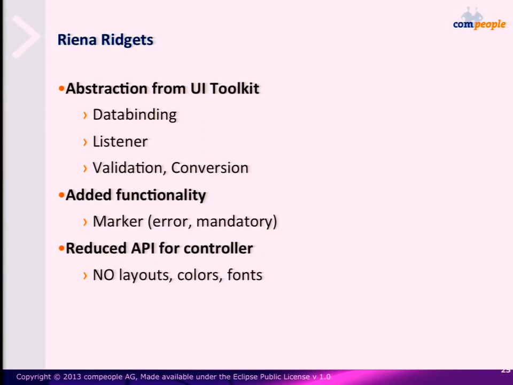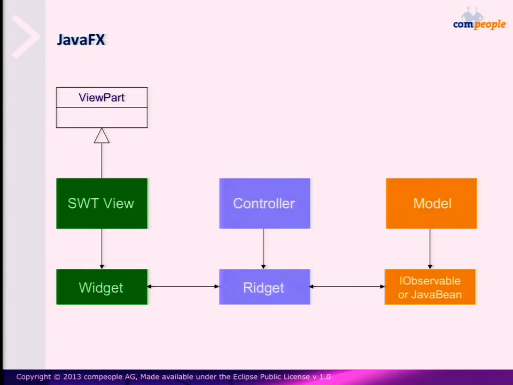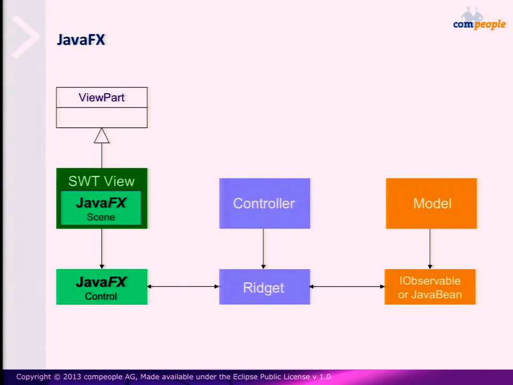Ridgets can do stuff like validation and show a marker when something is wrong, so they can control the way the widget looks depending on content. And it's also very nice because the API is reduced. If you look at an SWT widget, you get this large list of API functions. Ridgets are smaller because they don't have to deal with anything that's toolkit dependent, like layout and colors and fonts, but you rather concentrate in your controller only on the logic.